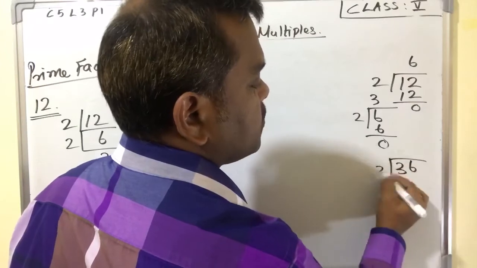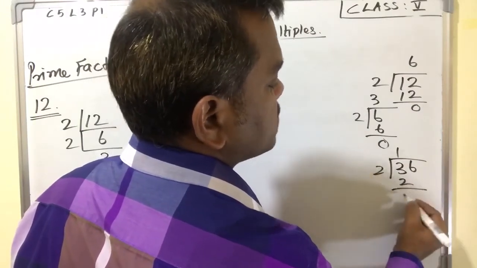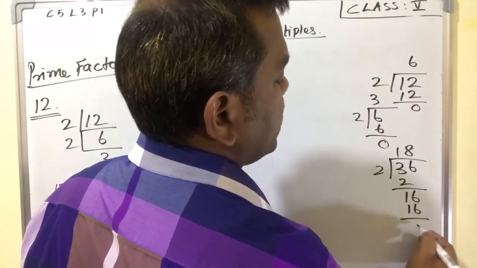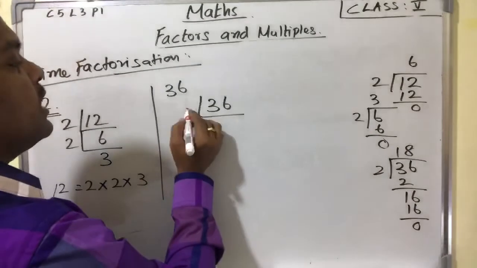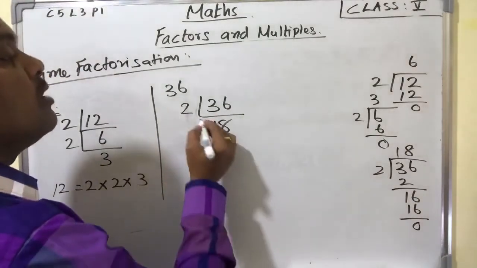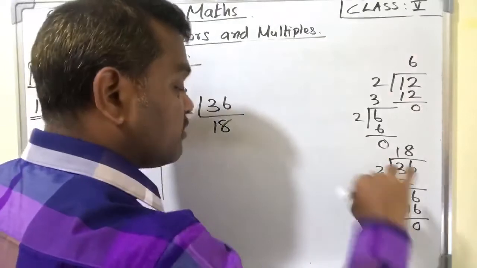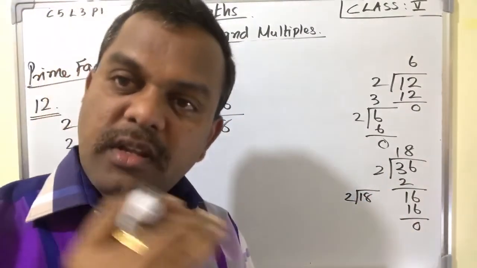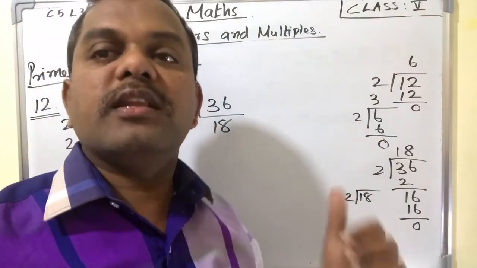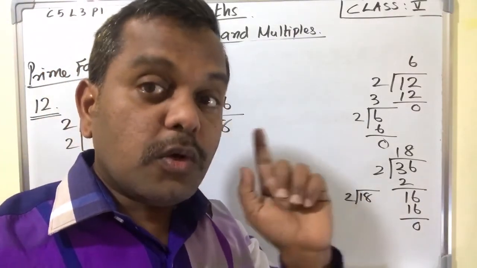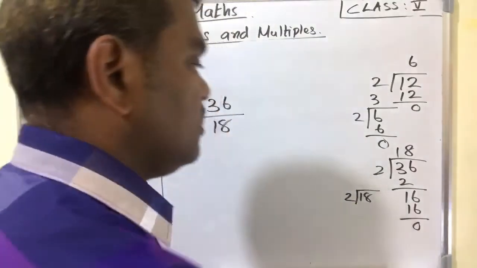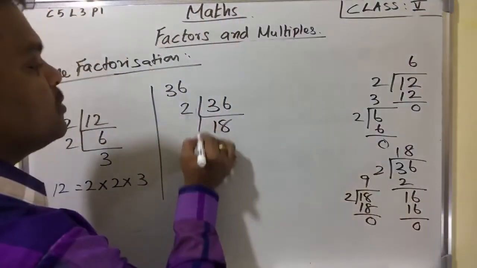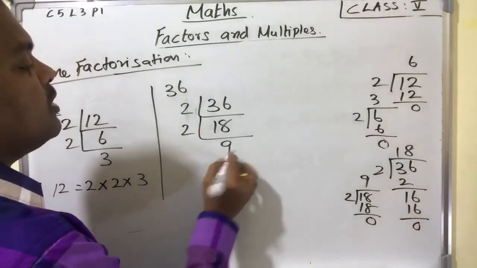36 by 2. 1 2 is 2, balance 1, then bring down this 6. 8 2s are 16, balance 0, 18. This 18 you have to write. Then again check 18 with 2. We can divide 18 with 3 also, but here that is wrong. Always divide with the lowest prime number. 9 2s are 18, balance 0.